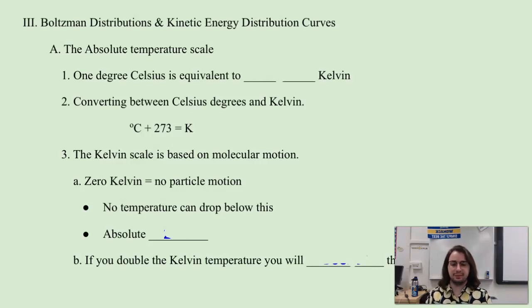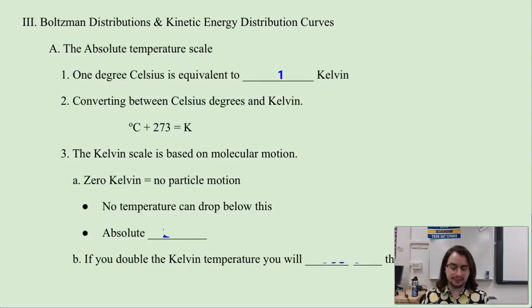Before we get to talk about this, we want to talk about absolute temperature. Absolute temperature is measured on a scale called Kelvin. 1 degree Celsius is equivalent to 1 Kelvin. Converting between Celsius and Kelvin is actually really easy. We just add 273 to whatever Celsius value we're given. So say, for example, we're at 0 degrees Celsius. That's the same thing as saying 273 Kelvin. They go up at the same time, too. So 1 degree Celsius is 274 Kelvin, and so on and so forth.